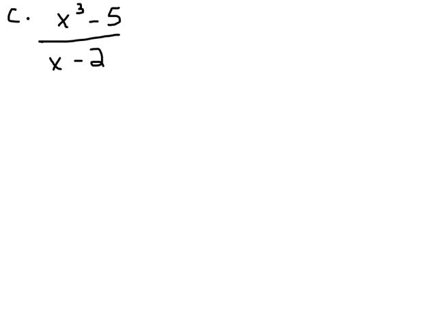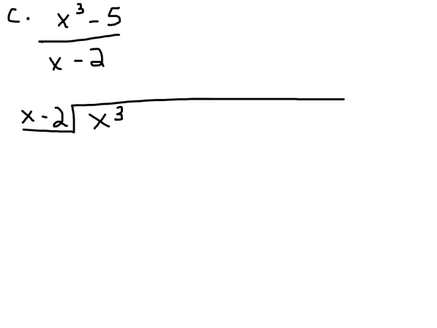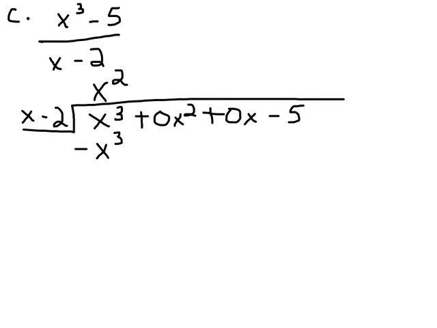Alright, now here's one that we're going to need to put in some placeholders. Because we start with x cubed, then we're going to have to add plus 0x squared plus 0x minus 5. It's going to be very important that you do that. Then you start the process. X times x squared is x cubed. Multiply. Change that sign. X squared times negative 2 is negative 2x squared. Change that sign. Do your subtraction.